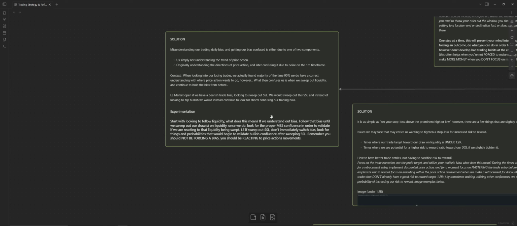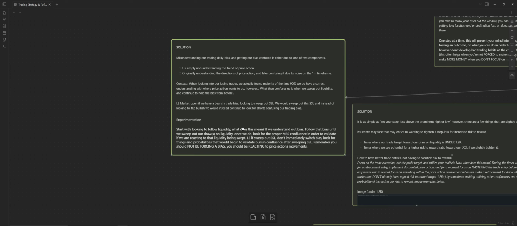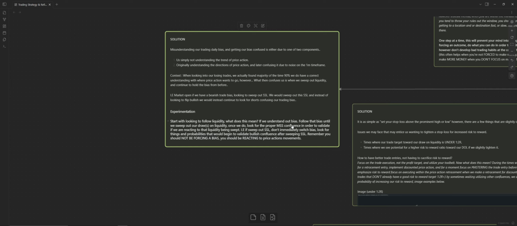What does this mean? If we understand our bias, follow that bias until we sweep out the next draws on liquidity. Once we do, look for the proper market structure shift confluence in order to validate if we are reacting to that liquidity being swept. Example, if we sweep out sell side liquidity, don't immediately switch bias. Look for probabilities that would begin to validate bullish confluence after sweeping out sell side. Remember, you should not be forcing a bias. You should be reacting to price action movements.